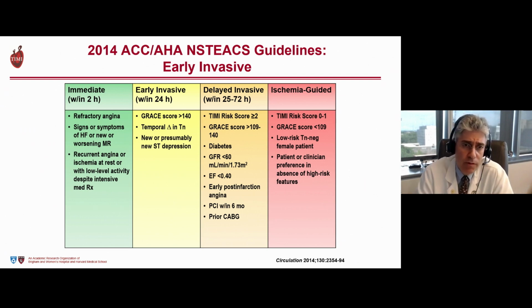So that's very good. And so when we wrote the 2014 guidelines, this is how we binned it: immediate coronary angiography for patients who have refractory angina, symptoms of heart failure. Those people need to go immediately. Early invasive within 24 hours are the patients who have a particularly hot ACS, so elevated troponin, ST segment depressions, high GRACE score. Otherwise, if they're a higher risk patient, but without those particularly high risk features, then they should go to the cath lab, but you have the luxury of waiting about 3 days or so. And then the very low risk patients can be managed conservatively.